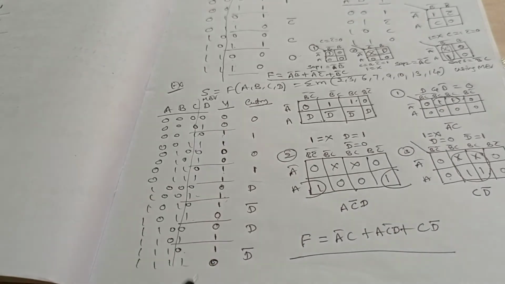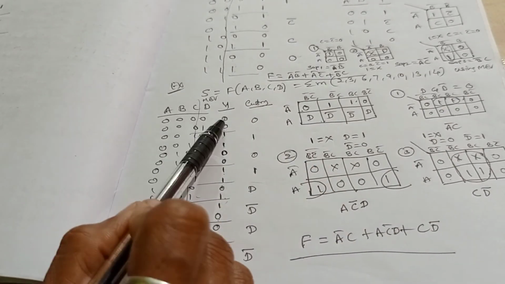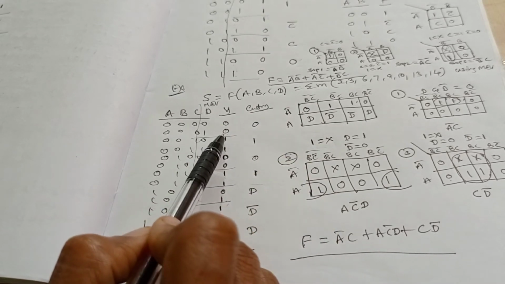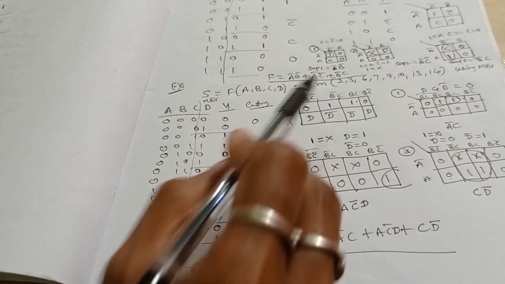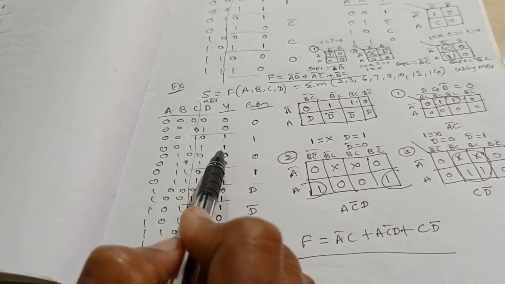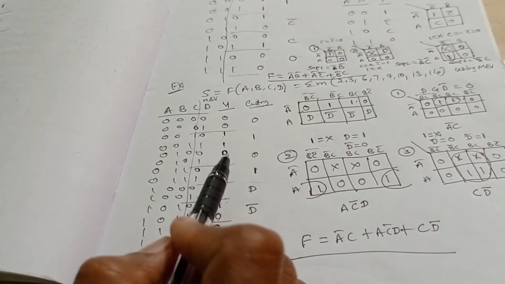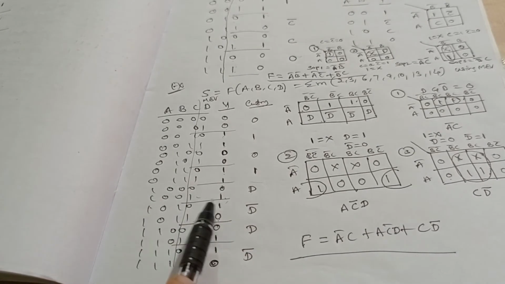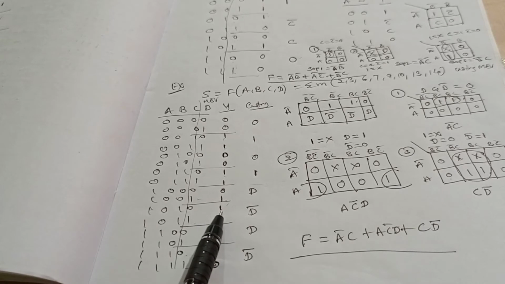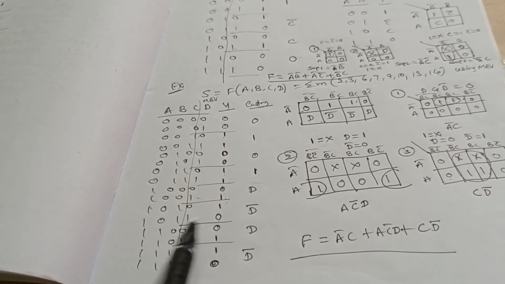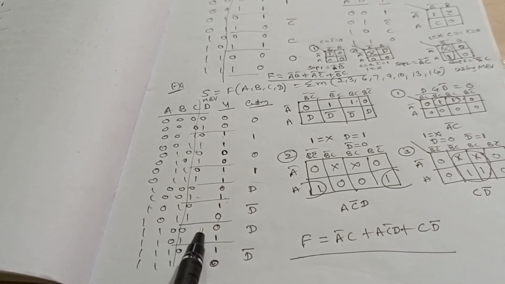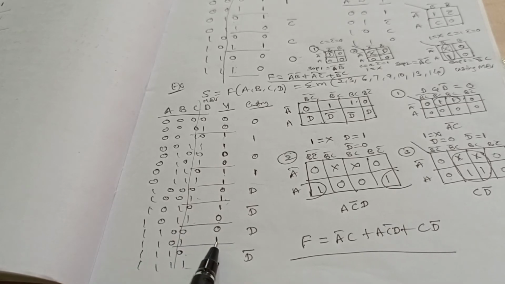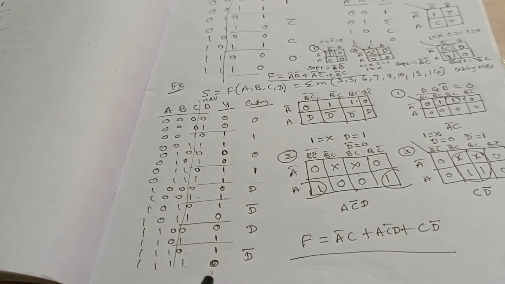Now we'll write the output. 0, no term is given, 0. 1, 0. 2 is given, so write 1. 3 is given, place 1. Next 6, this is the 6, 7, 1. 8, 0. 9 is given, 1. 10 is given, so 1. 11, 0. 12, 0. 13 is given, so 1. 14 is given, 1. 15 is not given, 0.